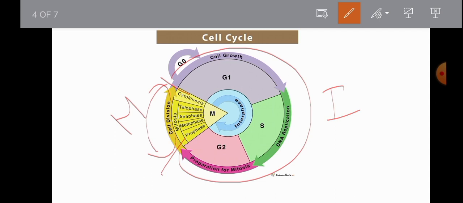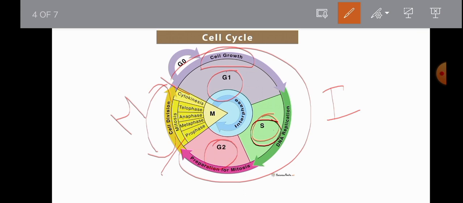Okay. So there are three stages. Further, interphase is divided into three stages. That is G1 phase, S phase, and G2 phase. G1 phase, that is gap 1 phase, S phase, that is synthesis phase, G2 phase, that is gap 2 phase. In G1 phase, cell growth occurs. It lies between the mitosis phase and synthesis phase. Here, the cell will increase in size, the growth of the cell occurs.